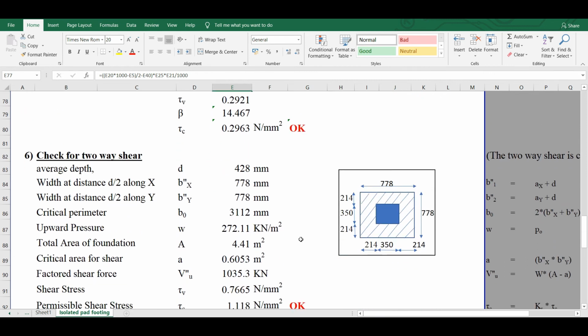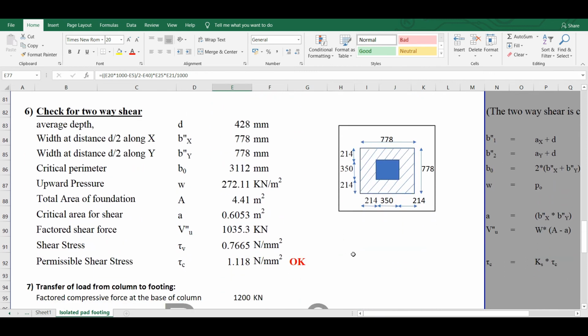The next step is the check for two-way shear. Now the two-way shear is critical at a distance of d by 2 from the face of the column. So from the face of the column, in the right side I will go a distance of d by 2. In the upward side I will take a distance of d by 2, and in the left side and in the bottom side at a distance of d by 2 I will make the critical section for two-way shear.